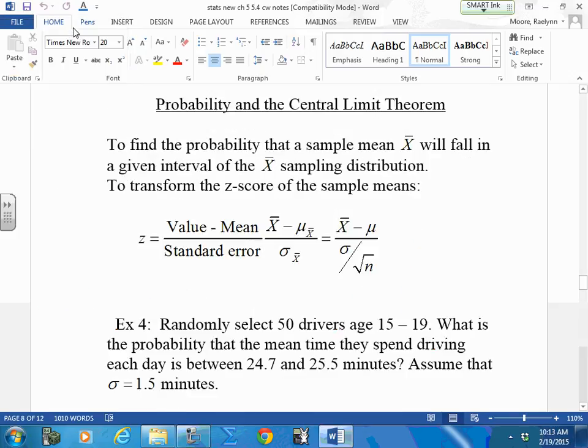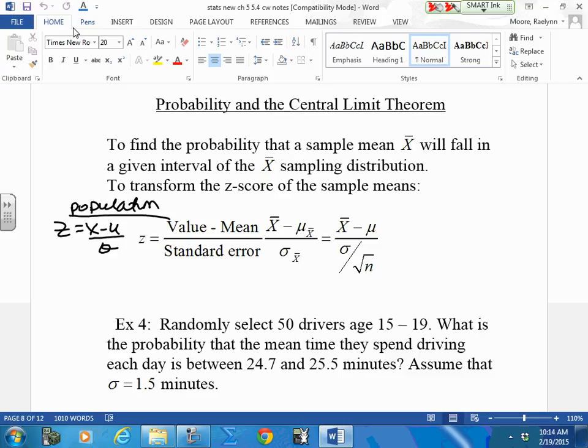Now, here's your standard z-score. This is your standard z-score formula for your population. You choose one x value out of a population of, say, all the users of the internet in the United States. You choose one person. That's your x value. And you find the z-score and you see if it's less than, greater than, whatever it is you're looking at. This is from your population.